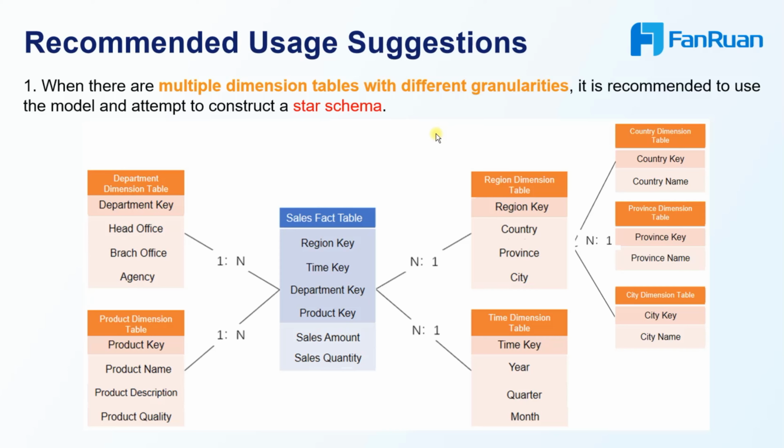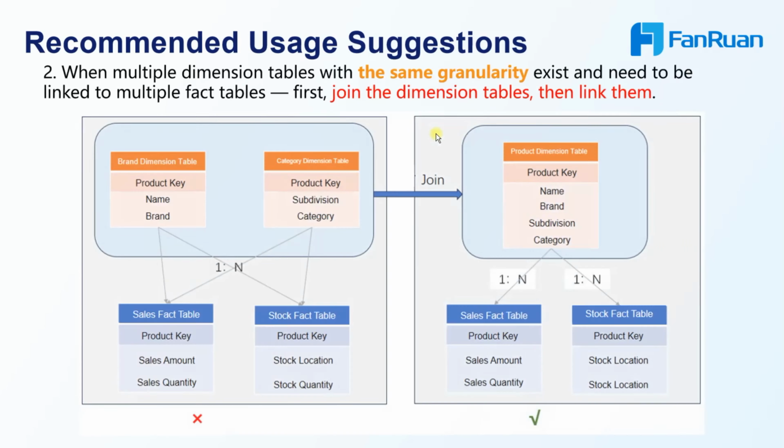That's the first recommendation. When you see such a structure in your business tables, try to use models and establish a new type of model. The query efficiency of this new model is very high. The second recommendation is that when there are multiple dimension tables at the same granularity and we need to associate multiple fact tables, we suggest joining the dimension tables first and then associating them.